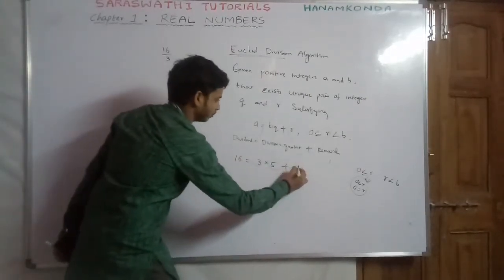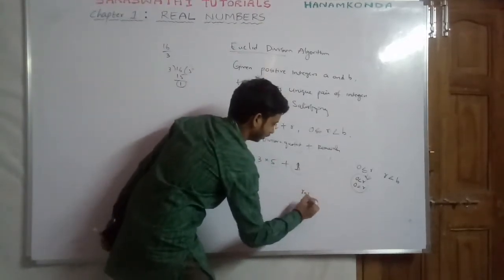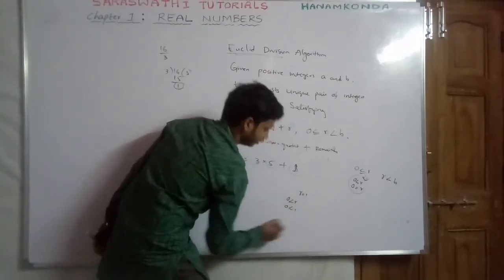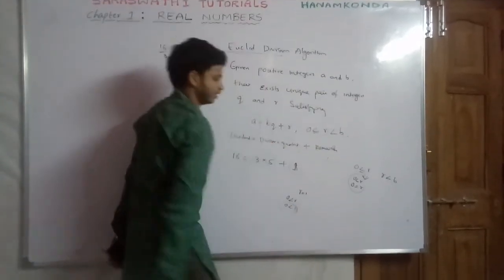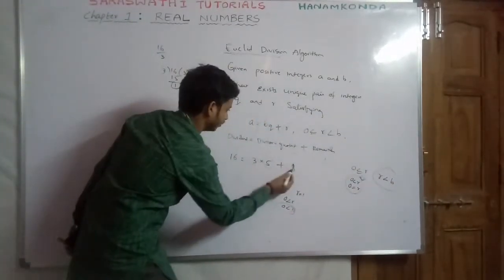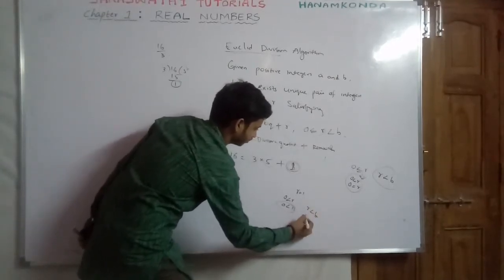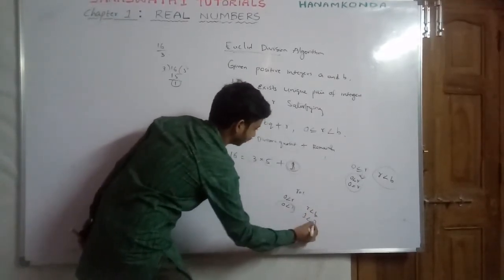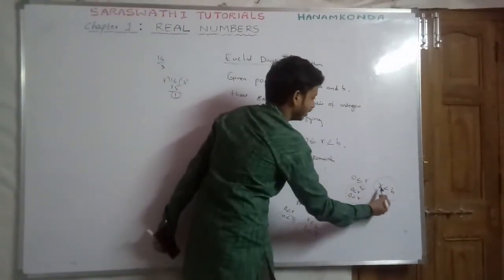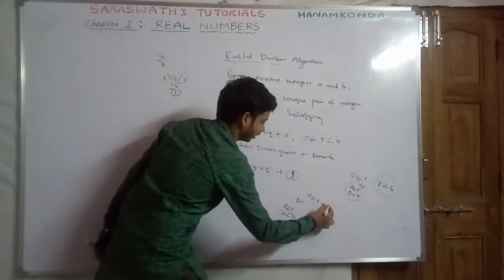So here the remainder is 1, so r value is 1. So 0 less than r, that means 0 is less than 1, and r less than b, that means 1 is less than b, where the b value is 3. So this is satisfying the condition 0 less than or equal to r less than b.